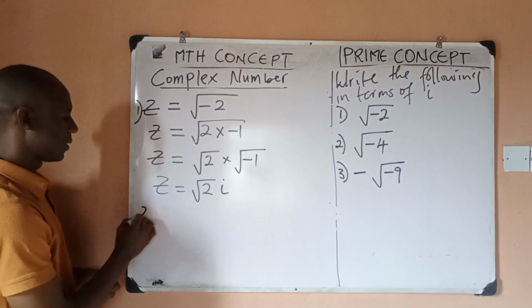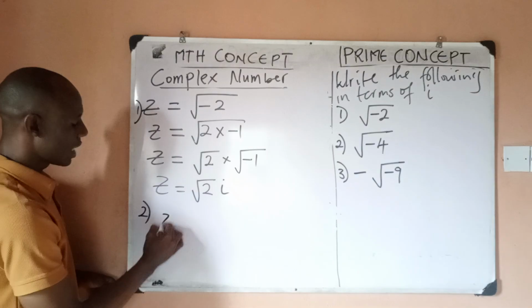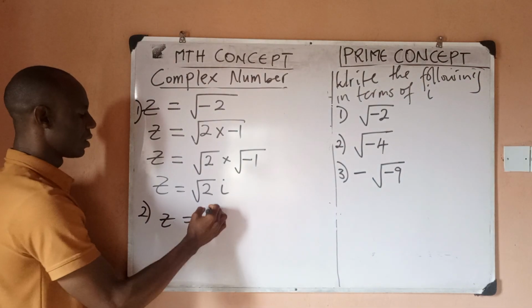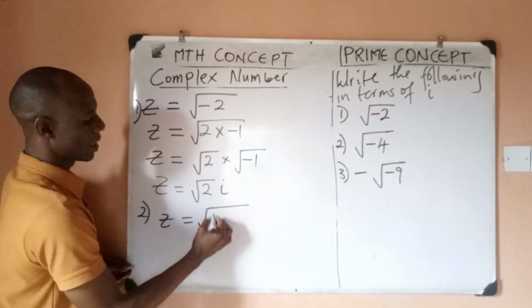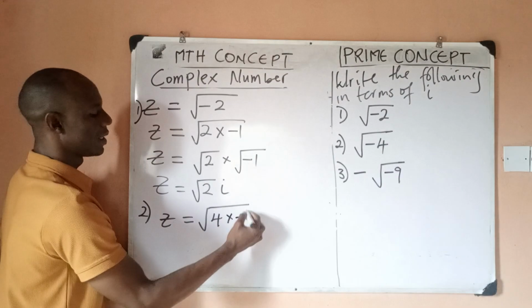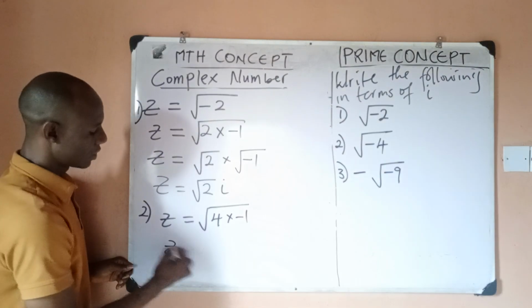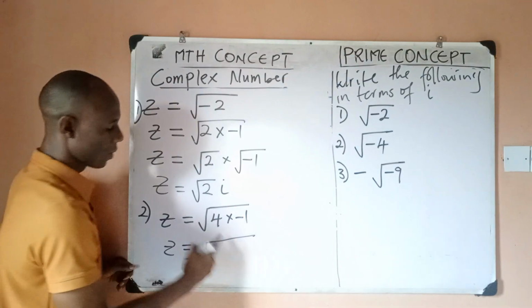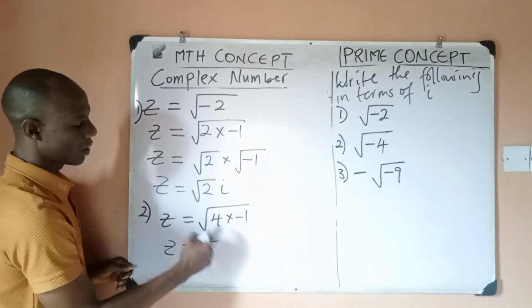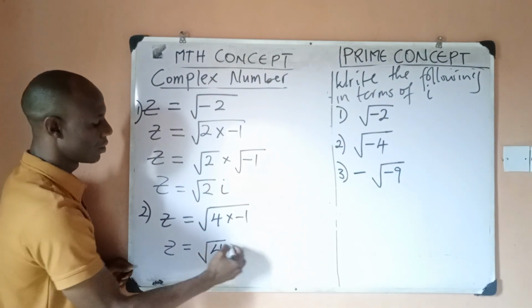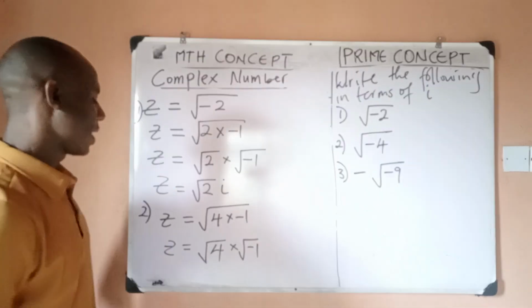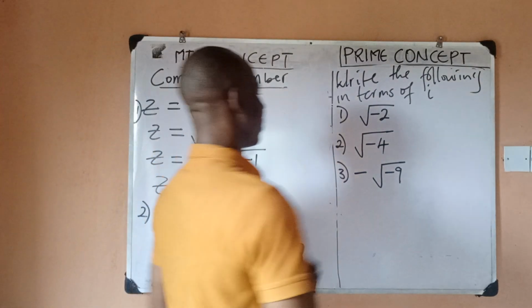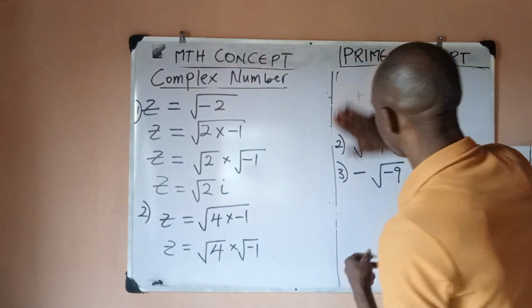Number 2, let's see. Number 2, we have z is equal to the square root of negative 4, which I can write as 4 times negative 1. Then I would say that z is equal to, I can split this now. I would say square root of 4 times square root of negative 1. So I can split it.